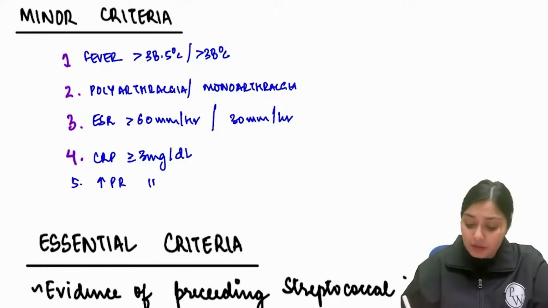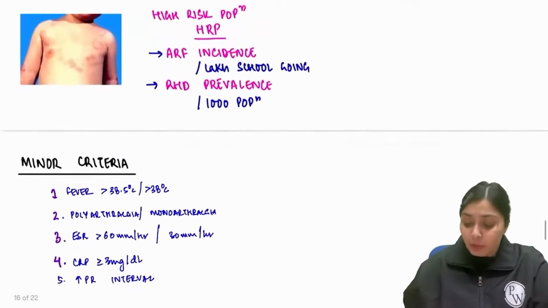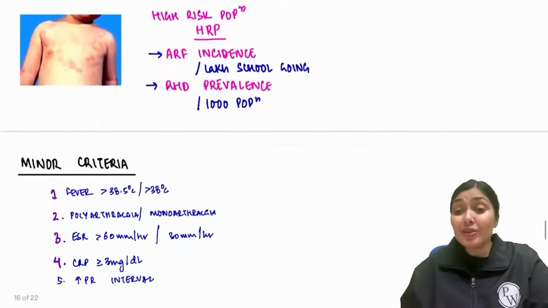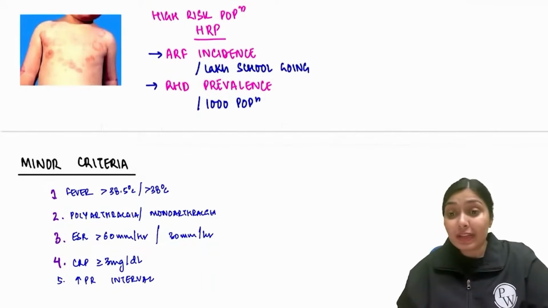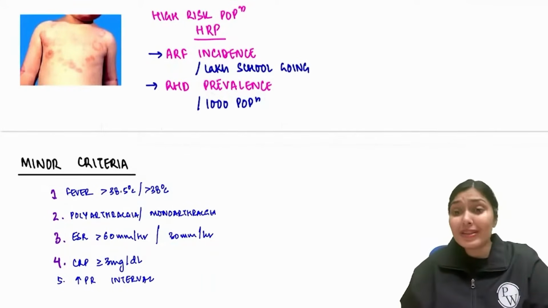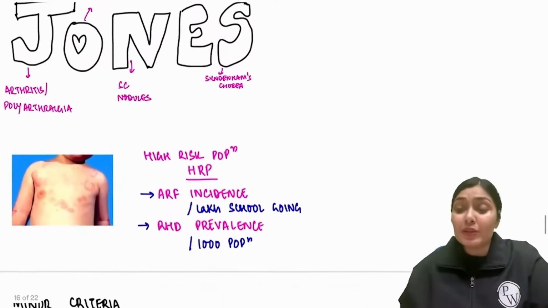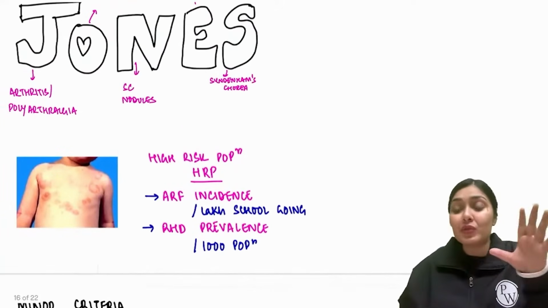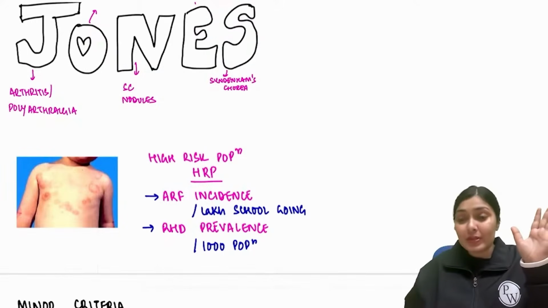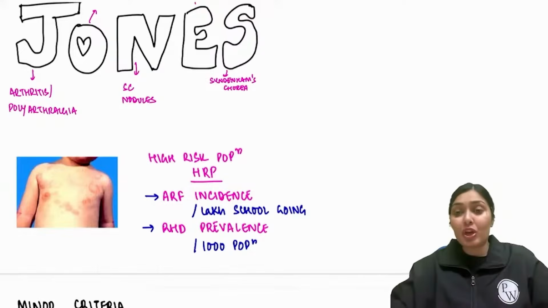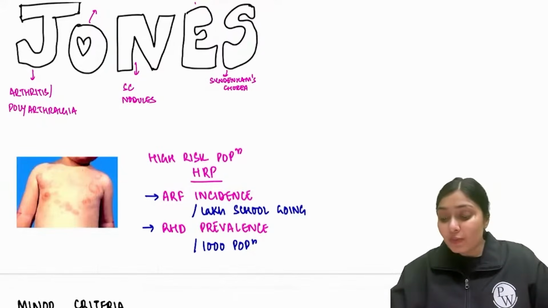Now you must be confused. Polyarthralgia was in major also, it's in minor also. And what are these two values of fever? More than 38.5, more than 38. What are these two values of ESR? More than 60, more than 30. So these criteria are based upon the incidence and prevalence of these conditions. So we have something that is known as high risk population, HRP. What is this high risk population?